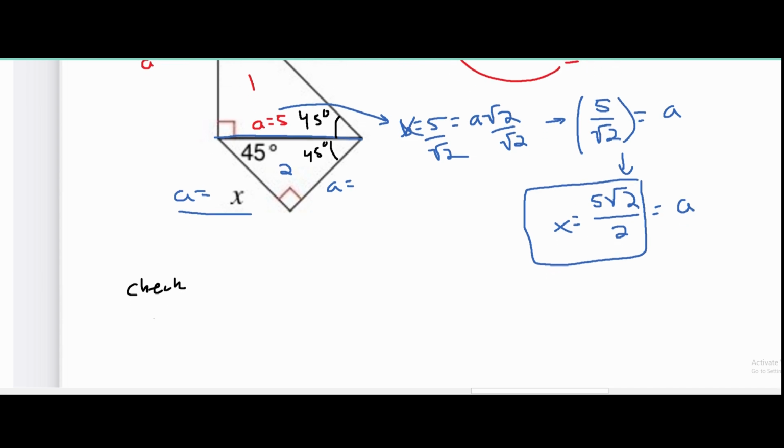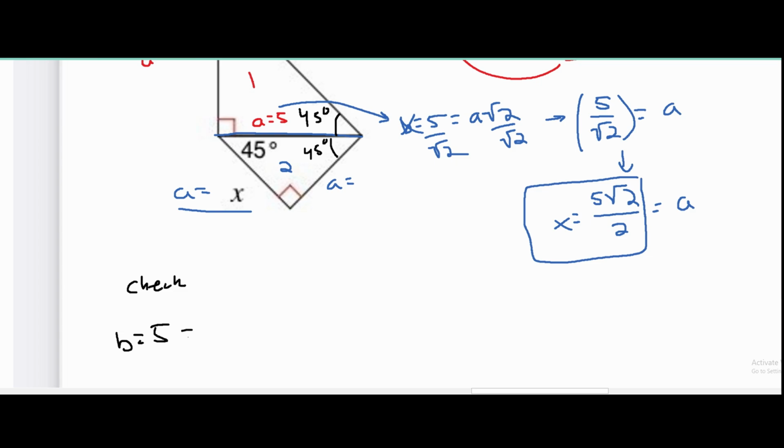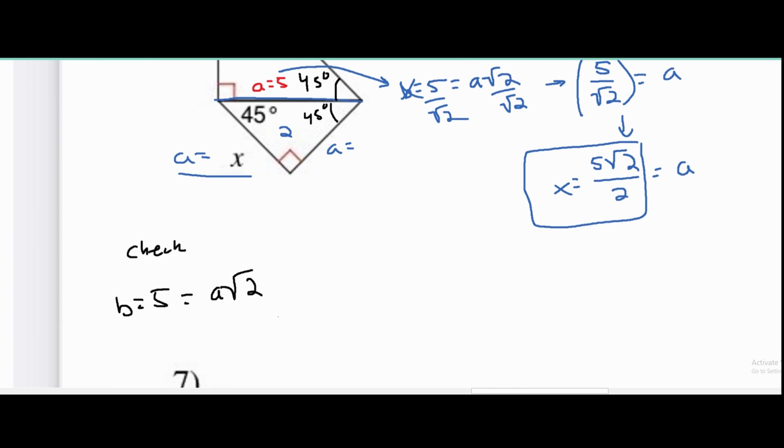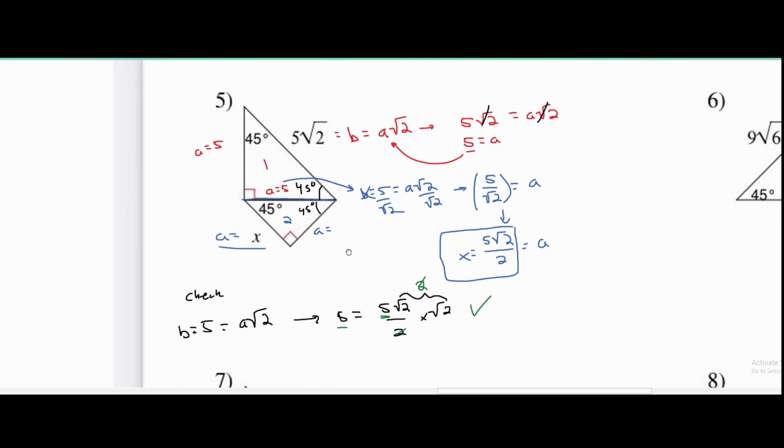We know b is equal to 5. And b is also equal to a square root of 2 by our formula. So we can just plug our a in, and our a is 5 square root of 2 divided by 2. So we have to have 5 equal to 5 square root of 2 over 2 times square root of 2, like this. Well, if we multiply these square root of 2's together, we're going to get a 2. And so these 2's cancel out, which will give us our 5. So 5 is equal to 5, therefore this passes our test, and this is the answer for x.